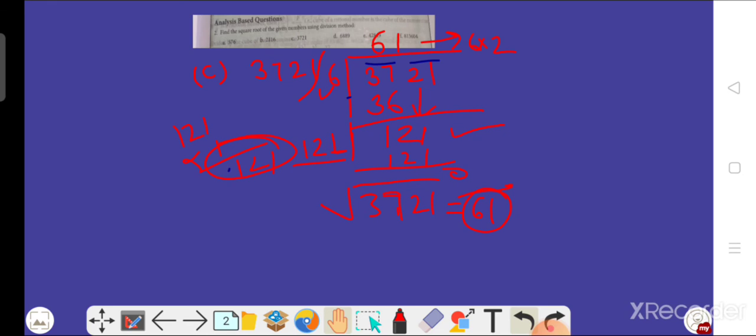Okay, so try to do the remaining part of this question by yourself, beta, and if you have any problem in doing this question, we will take that problem in the live class.